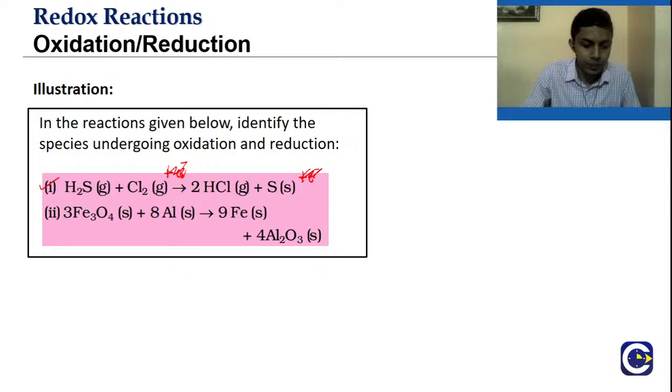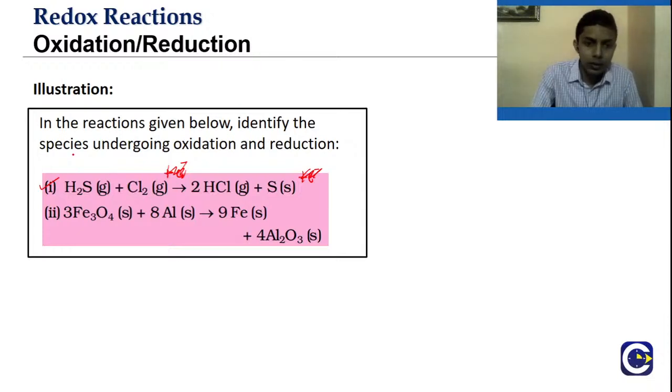Yes, what is the answer? Not much difficulty, right? This is the 10th portion. Yes, what is the answer?